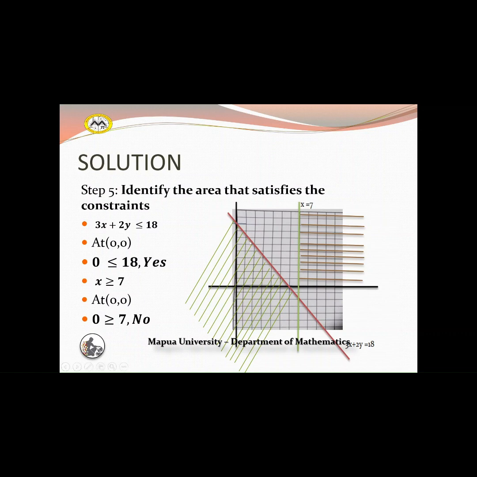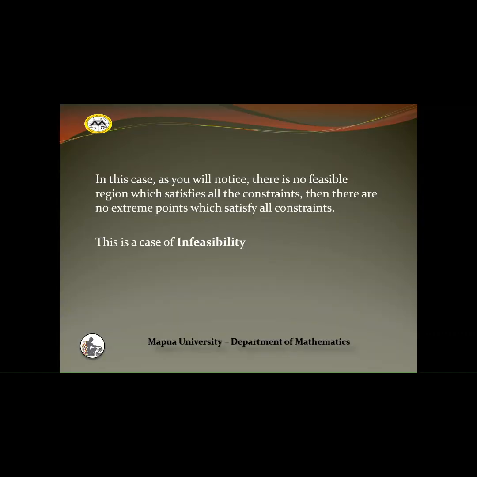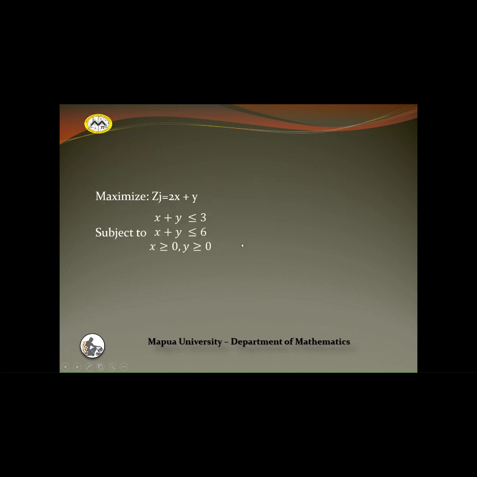And then in this example, obviously, there is no common region. So we can say that there's no feasible region. And in this case, there's no feasible region, therefore, no solution. So this is an example of infeasibility.